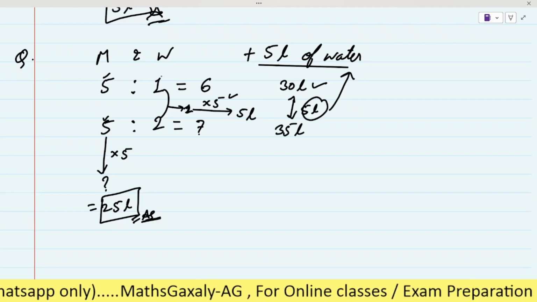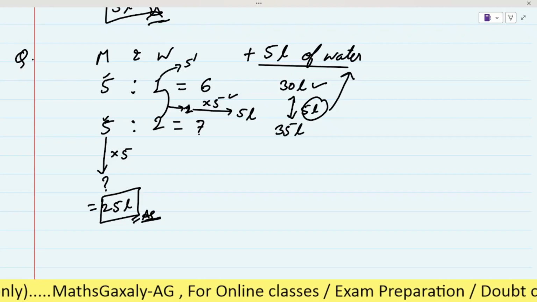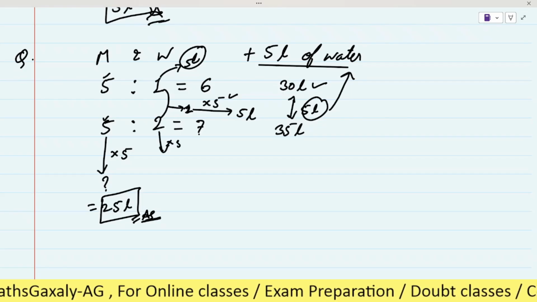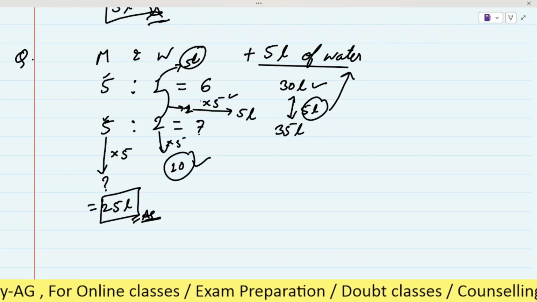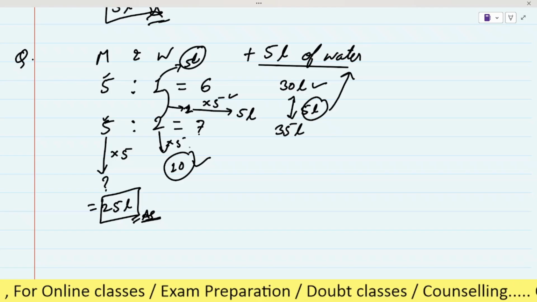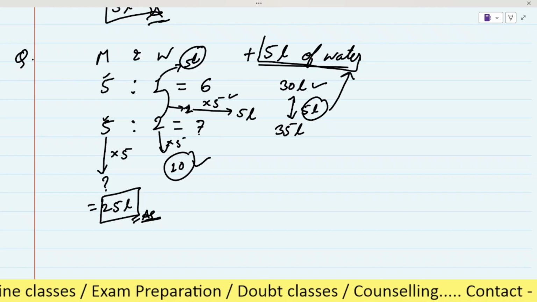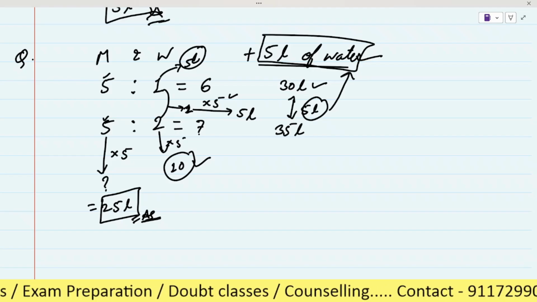And here again you can see, initially the water was 1, so 1 into 5 it is 5 liter, and after mixing water becomes 2, so multiplied by 5 it will become 10. Here again you can see it becomes 5 and 10, so here it is the increase of 5 liter, which has been given in the question. Okay, so by this method you can easily do it.